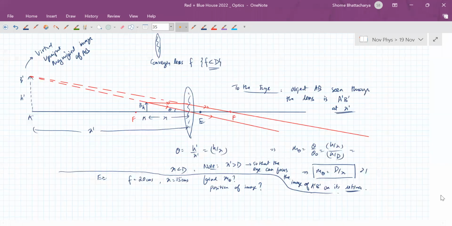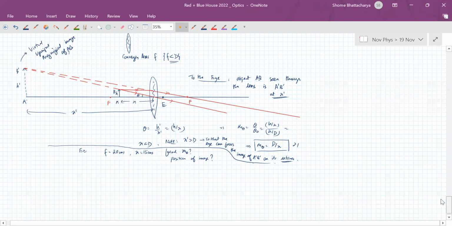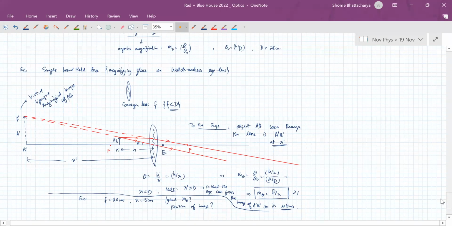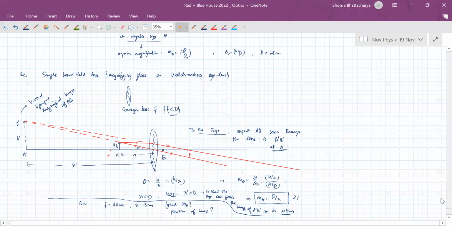Suppose we have a handheld lens of focal length 20 centimeters, and we keep an object at a distance of 15 centimeters. So without the lens, there's no way we could have seen that object clearly, because it's at a distance less than capital D for us. But when we are seeing it through the lens, it will appear to be at a different position. And hopefully it will appear to be further away than capital D, and it will achieve an angular magnification in the process.